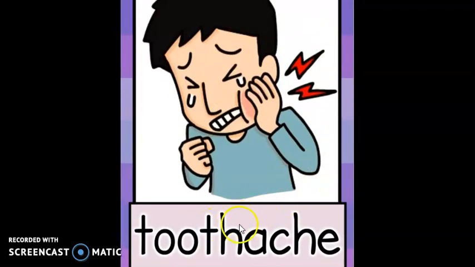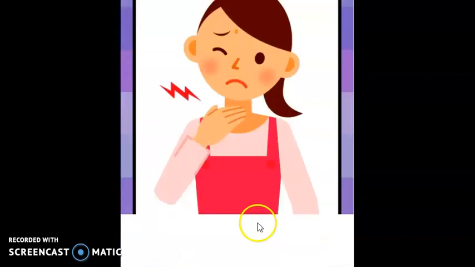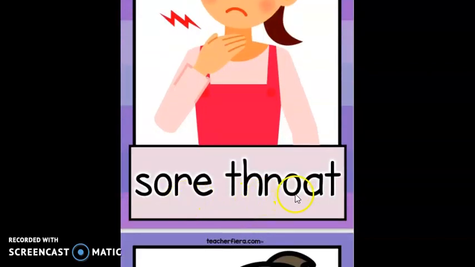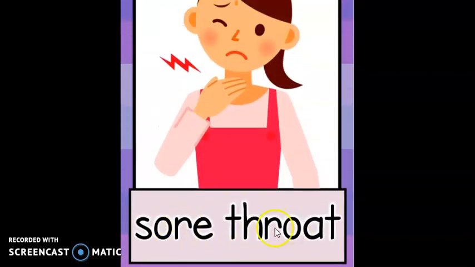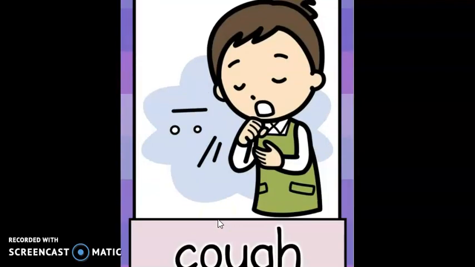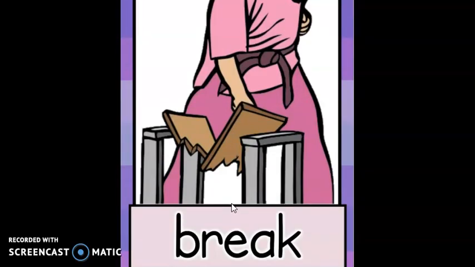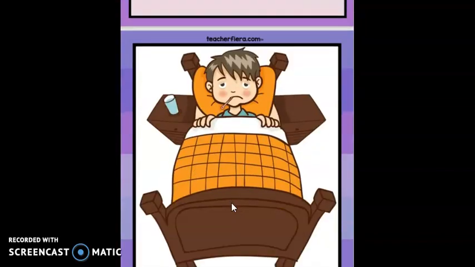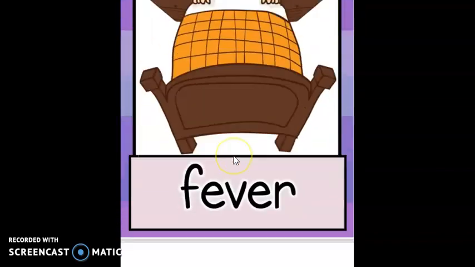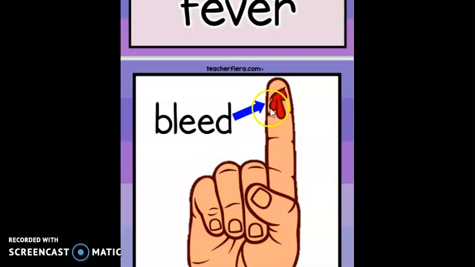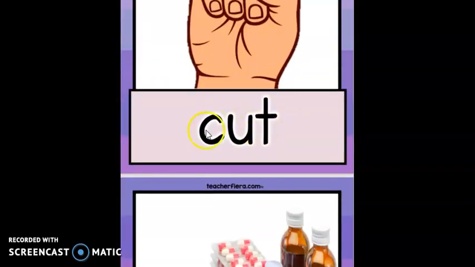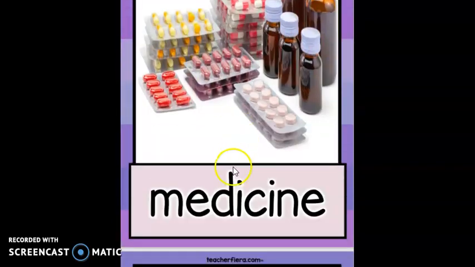Toothache. Sakit gigi, toothache. And then you have got sore throat. Sore throat ni maksud dia sakit tekak. Throat maksud dia tekak. Sore maksud dia sakit. Sore throat. Cough. What is cough? Batuk. Okay, fever. Bleed. Bleed, berdarah. Cut. Cut, terpotong. Medicine.